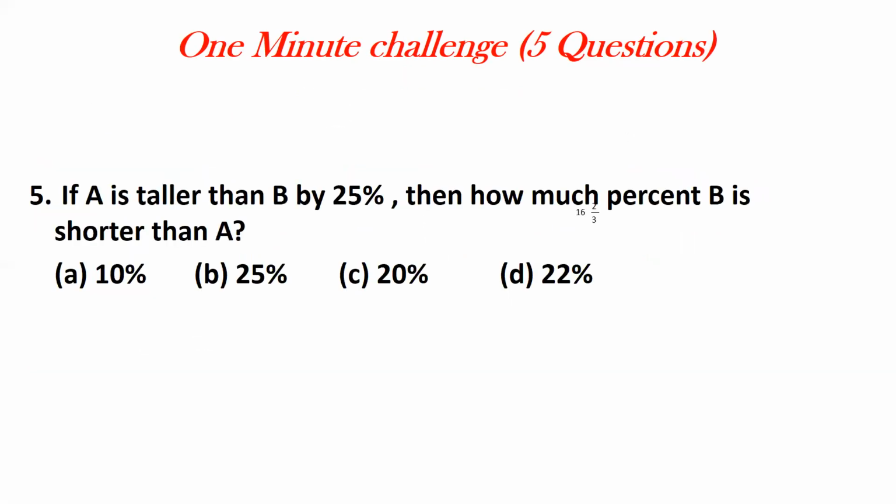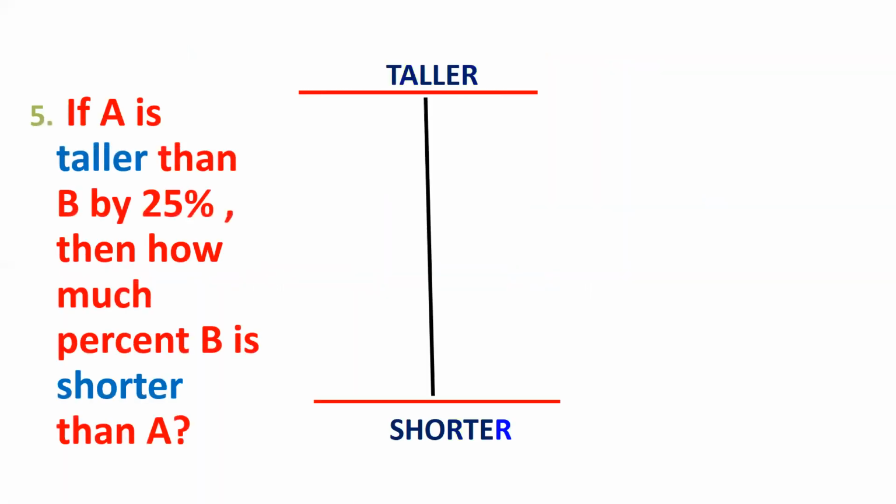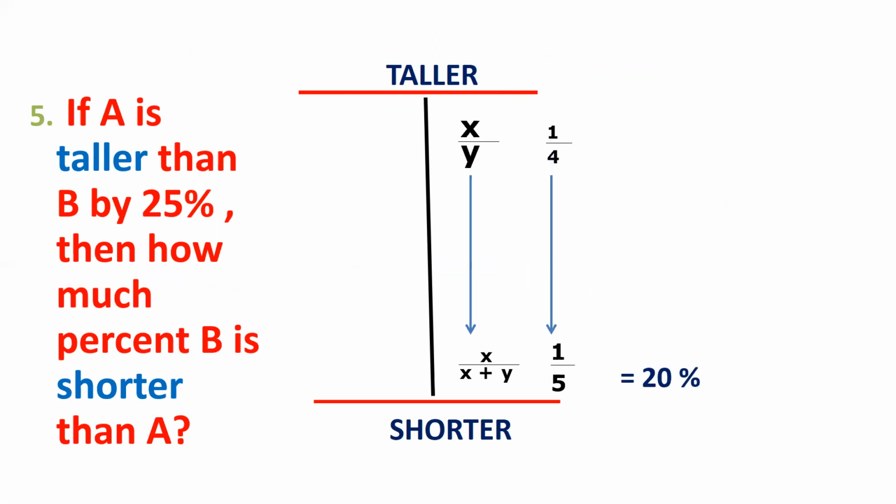A is taller than B by 25%, then by how much percent is B shorter than A? 25% is 1 by 4, we'll write on the top, becomes 1 by 4, goes down, becomes 1 by 5, that is equal to 20%. So this is how we can solve many questions. We can solve 5 questions in 1 minute. This is how I can solve many questions in seconds by this line method. I hope it is understood to all of you.